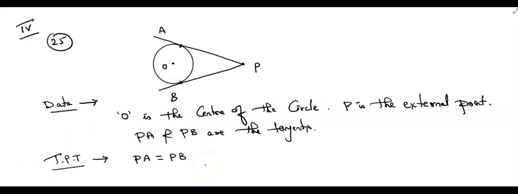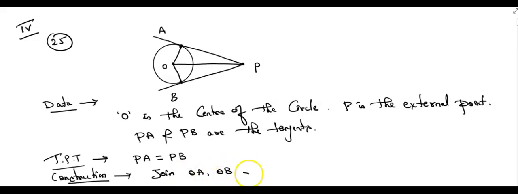Now we are going to do a small construction. What is the construction to prove PA equals PB? I am joining OA, OB and OP. Join OA, OB and OP. OA, OB and OP are joined.